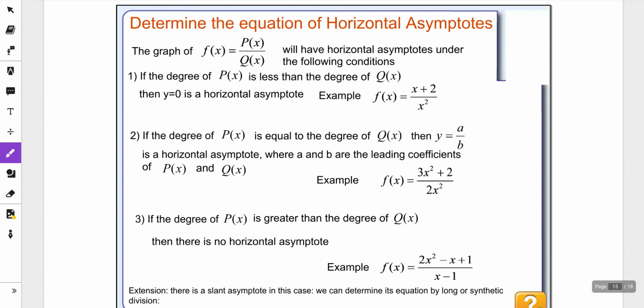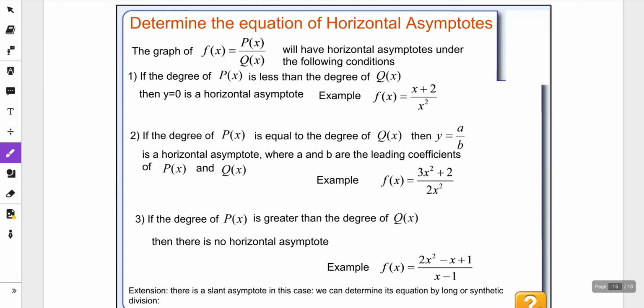We're going to look at equations where we have a function on the top and a function on the bottom. That's why they say p of x over q of x. We're going to check out the degrees of these functions and compare numerator to denominator. That is going to tell us information about our horizontal asymptote.